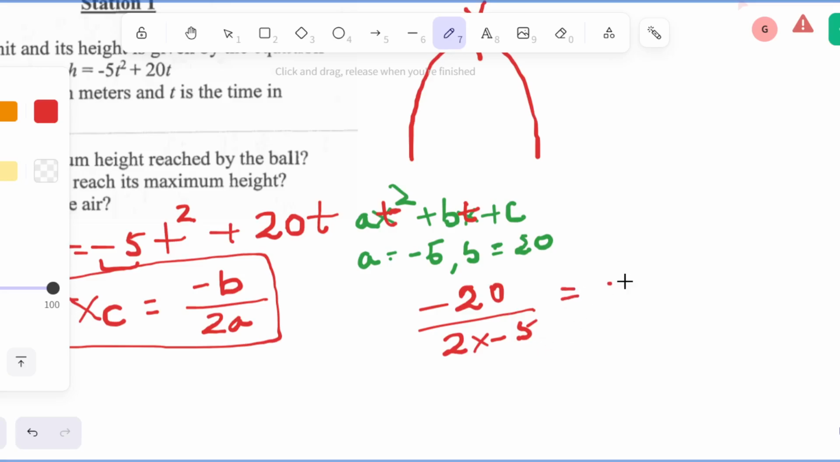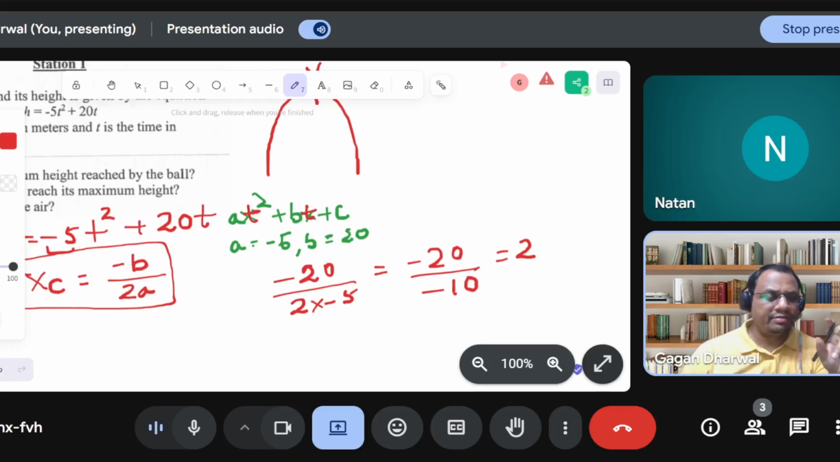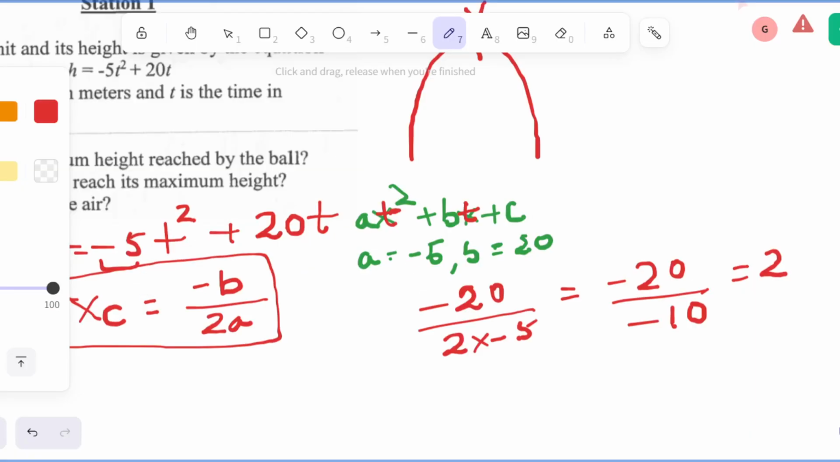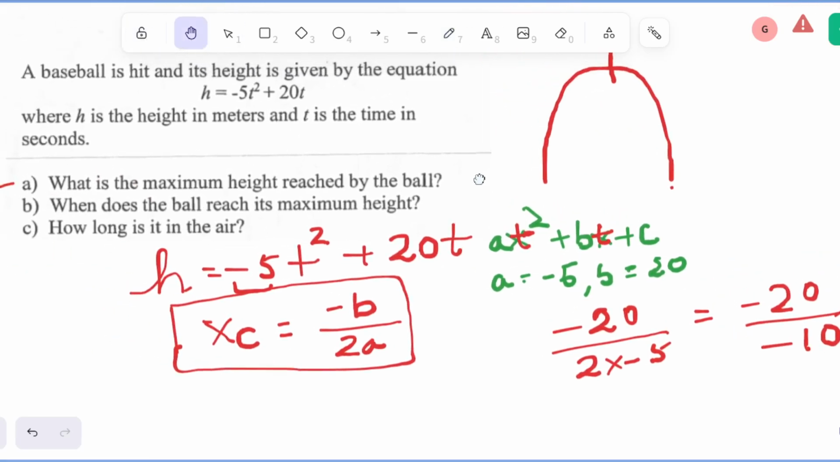So this becomes minus 20, and 2 times minus 5 is what? Minus 10. And that's how you get 2. So the x coordinate of the vertex is 2, right? That means after 2 seconds, the ball will be at its maximum height, right? Correct, no? You understand this, right? Let me take it to the side a little.